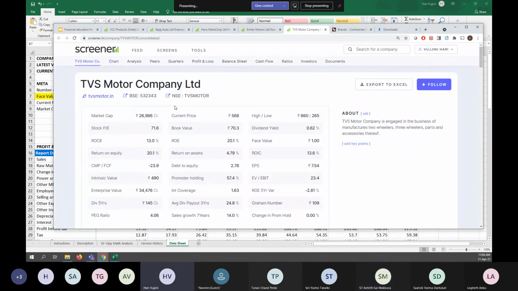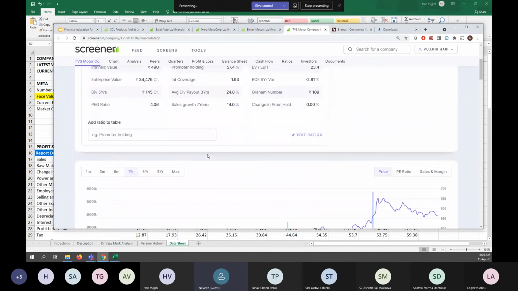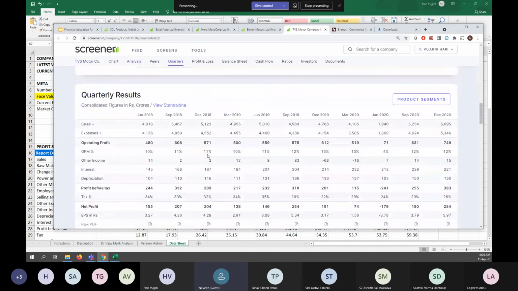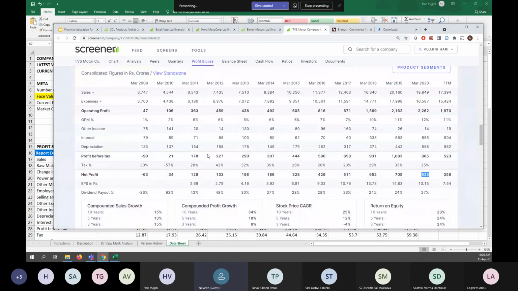Okay, somebody has a question. Yeah, Hari, I have a question. This earnings per share, does that mean all the shareholders are getting a dividend? No, it's not dividend. It's just calculating how much money each shareholder earned for a given year.